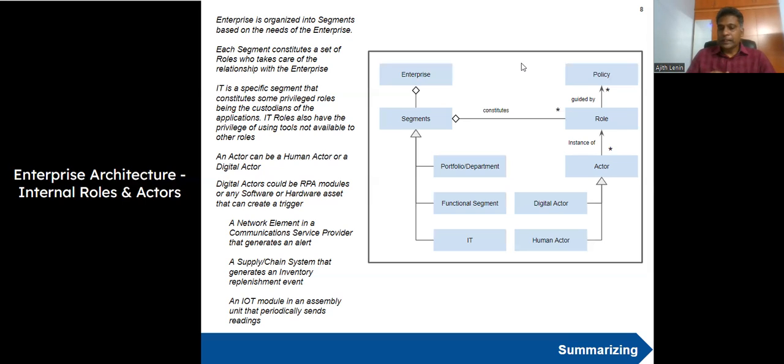So to capture an external or internal role, these are the typical components. We need to have an enterprise; the enterprise is definitely a part of it. We need to have a set of segments and identify what segment it is, and each segment has to have a set of roles, guided by a policy. All these aspects should come into play when we define a business architecture.